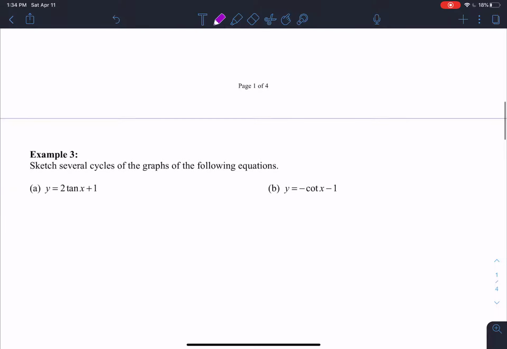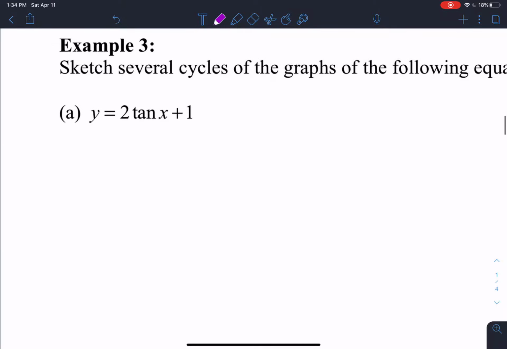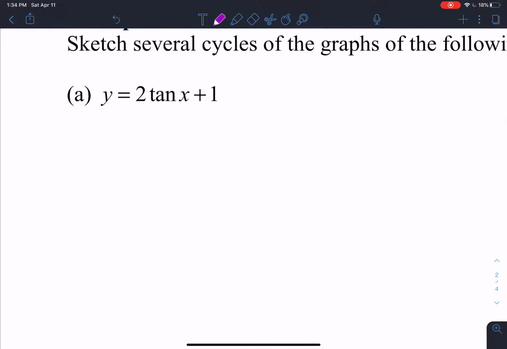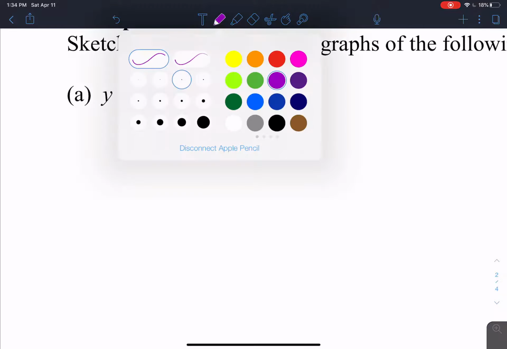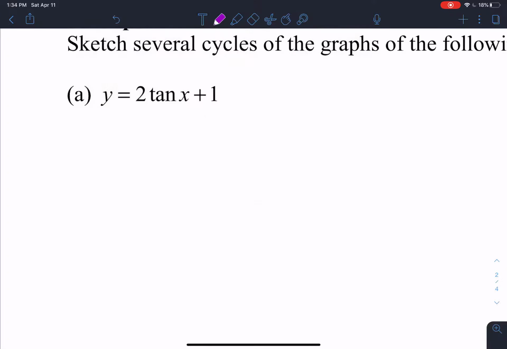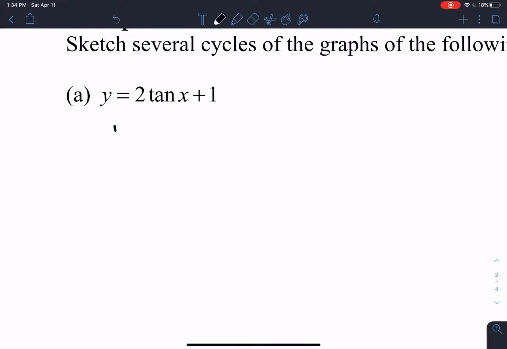Okay, so let's go down to number 3 here. So for the first one, 2 tan of x plus 1. Okay, so what I'm going to do is I'm actually going to change this just to change it up a little bit. So I'm going to make this y equals 2 tan of 2x plus 1. Okay.